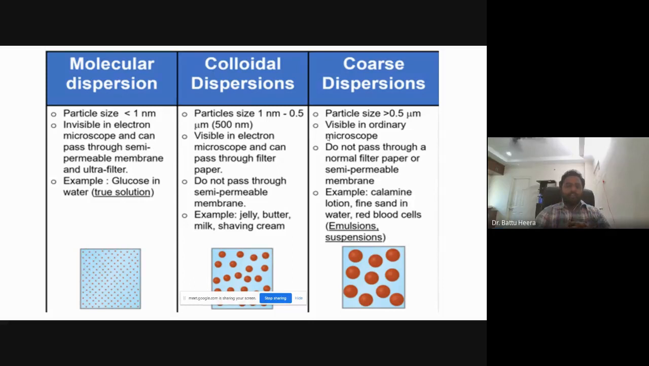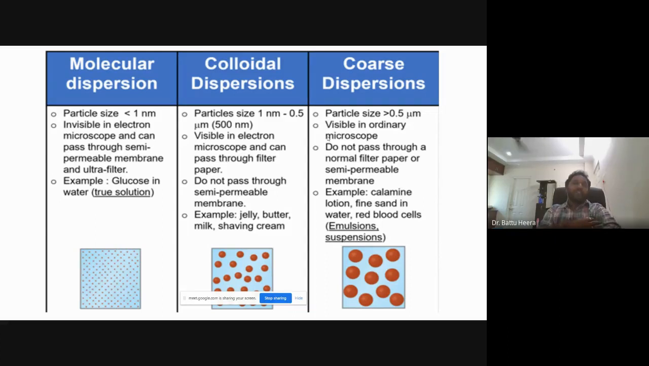We have talked about the colloidal dispersion, and what is coarse dispersion, what is molecular dispersion. Coming to the colloidal dispersion, the particle size is 1 nanometer to 100 nanometers, and they are only visible in an electron microscope and can pass through filter paper. We saw that milk can pass through filter paper, but the fat and other substances can be separated only through a semi-permeable membrane. Same in the case of colloidal dispersion, they do not pass through the semi-permeable membrane. Examples: jelly, butter, milk, and shaving cream.